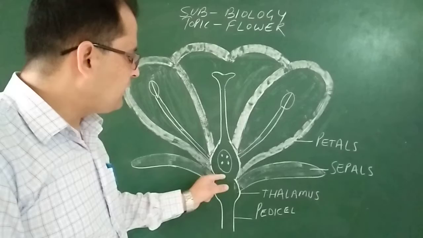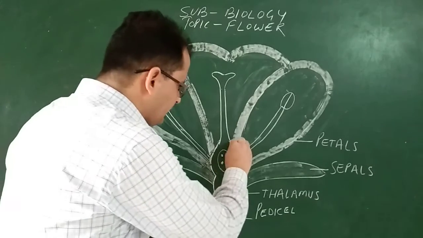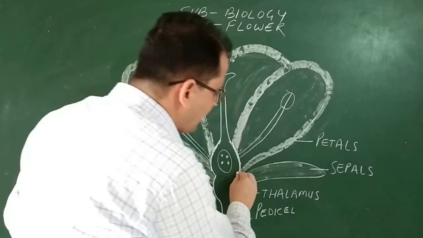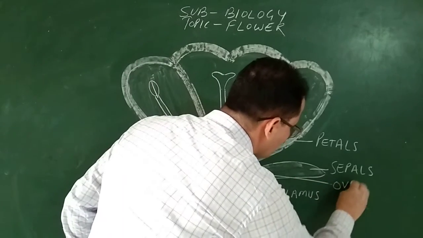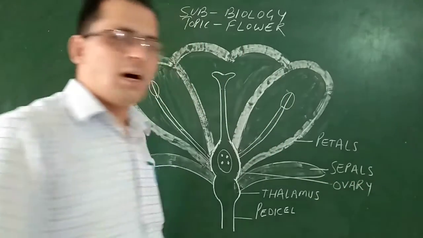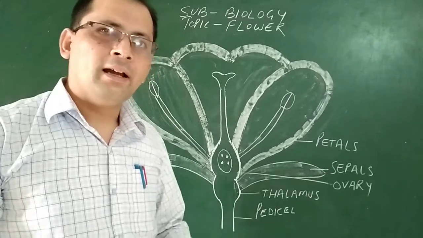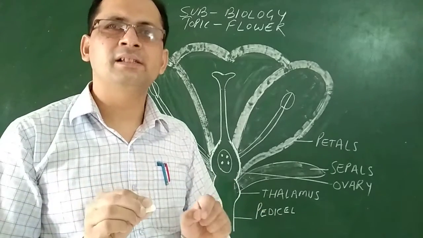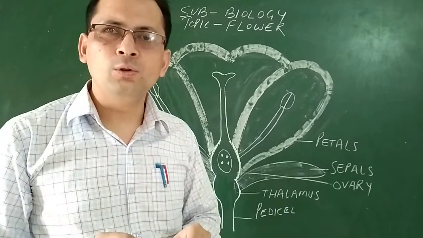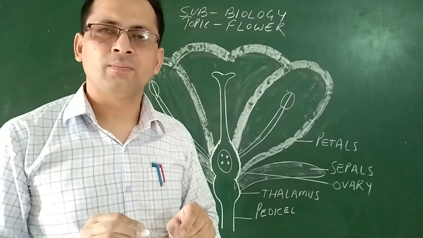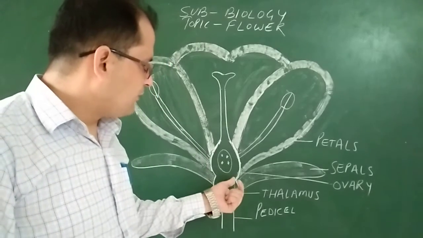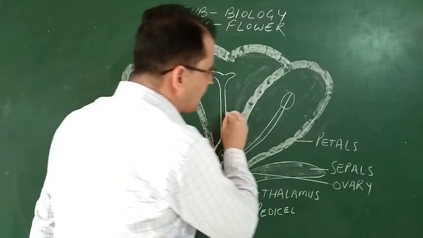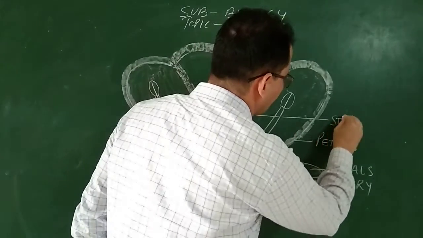Now, beta, in the center you can see this is again a swollen structure which is known as ovary. Okay, now what is the role of the ovary? Inside the ovary there are female sex cells which are known as ovules or eggs. Okay, now this ovule is continuing in a tube which is known as style.